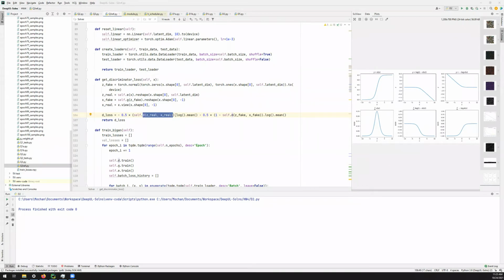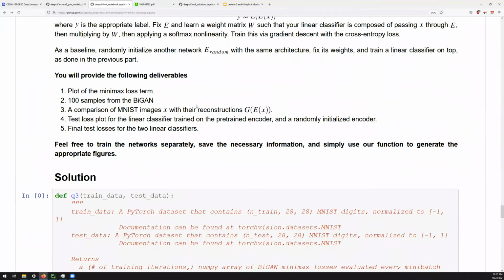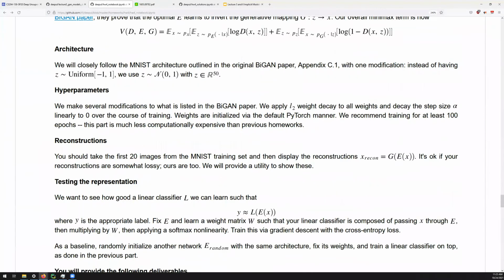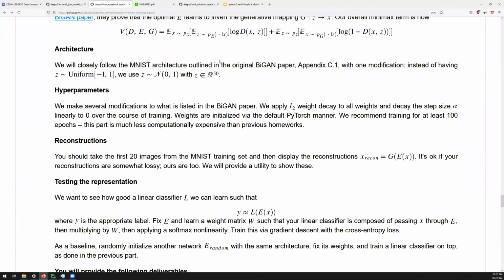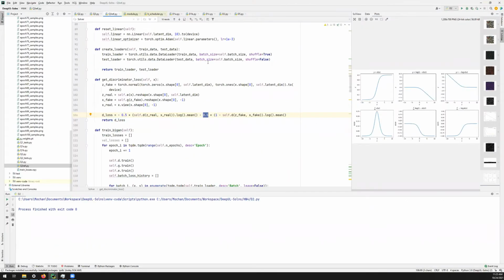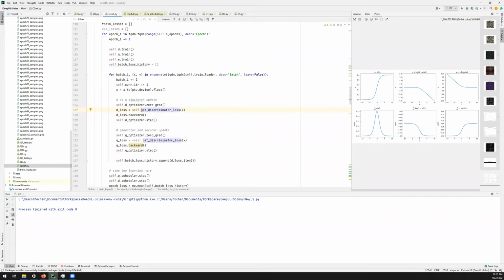Let me go back. It's just this equation, right? So we need the log of D of x, z, and then 1 minus D of x, z, and then it's log, and then you take the mean, and then they added a half from somewhere. Is there a half here? Okay, yeah, just a constant anyway. So this returns the discriminator loss, and then the discriminator is updated from here.